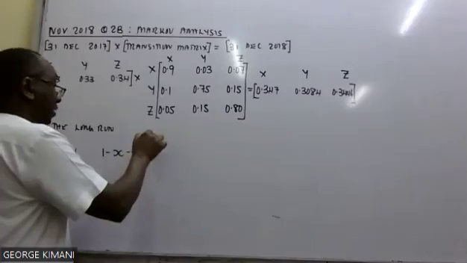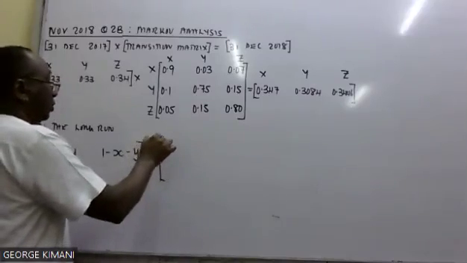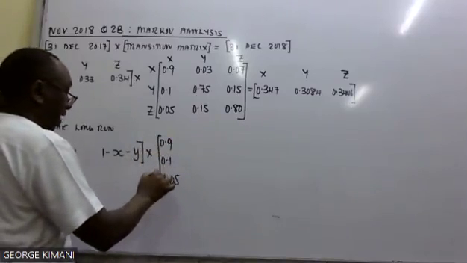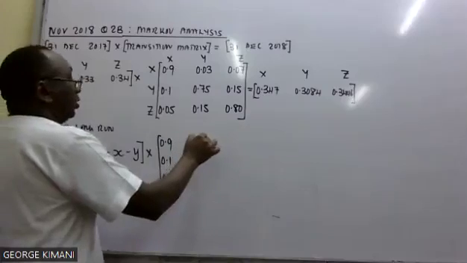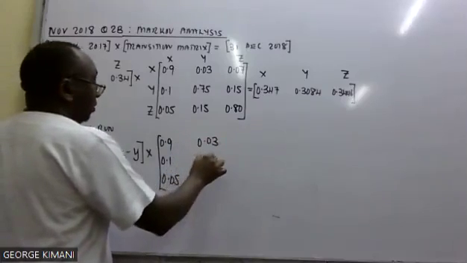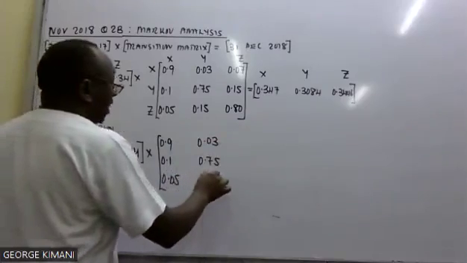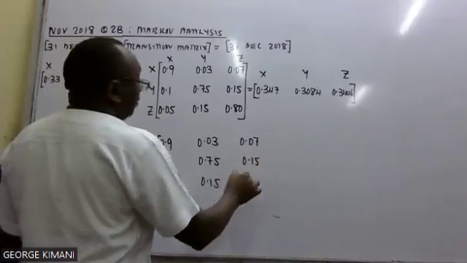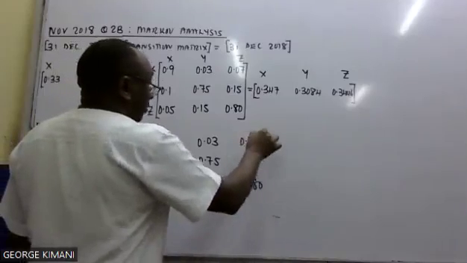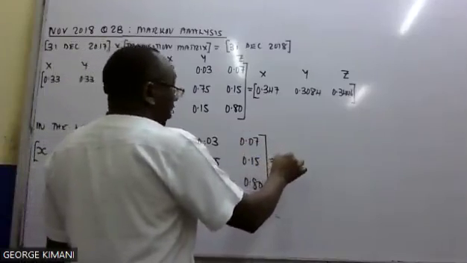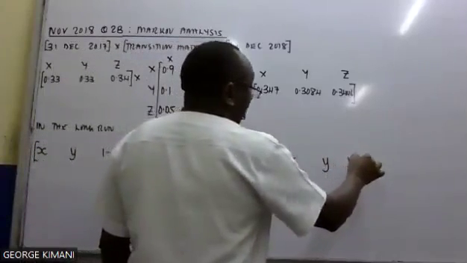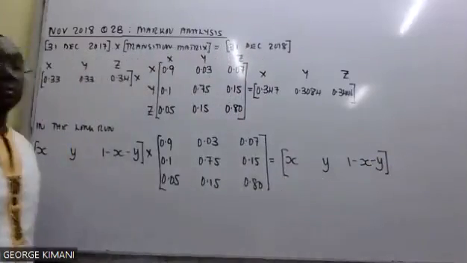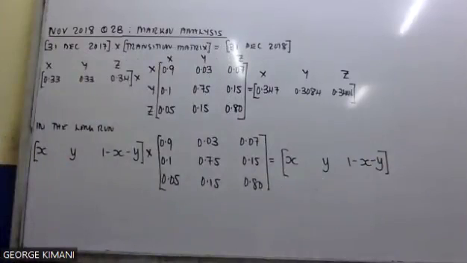You multiply by the transition matrix, which is 0.9, 0.1, 0.05, 0.03, 0.75, 0.15, 0.07, 0.15, 0.80 should be equal to x, y, 1 minus x minus y. In the long run, inakuanga namna hiyo.